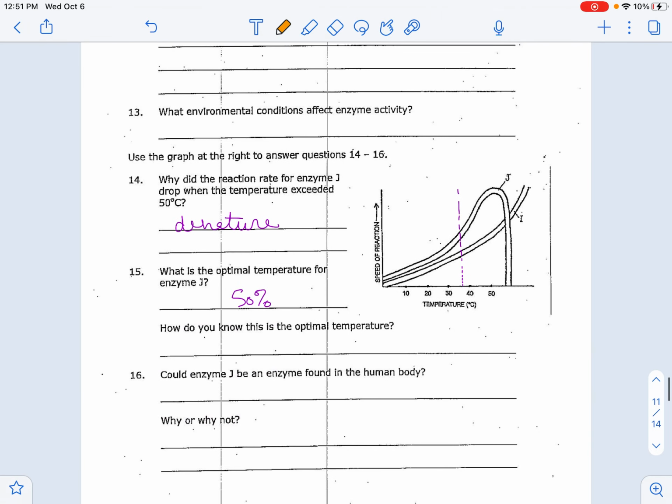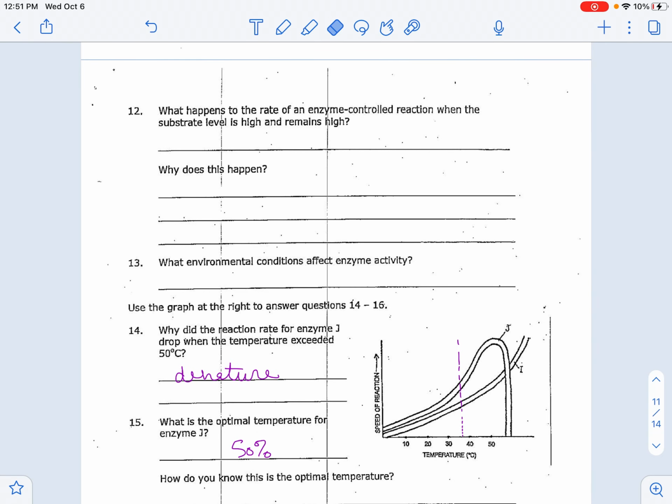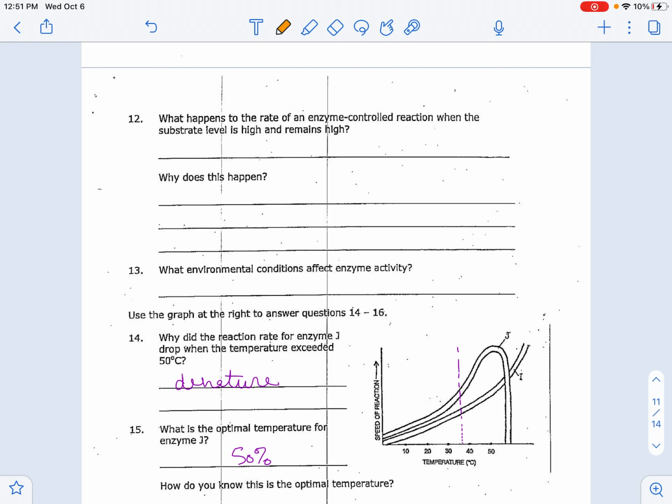Now this is part of the notes as well. What happens to the rate of an enzyme-controlled reaction when the substrate level is high and remains high? Here's really, if I have to sketch this out, let's say we've got a graph, and this is our rate of reaction over time. We're trying to break down starch, like the spit in the beakers that I had. It was slow at first, and then it went up, and then it broke things down really fast.